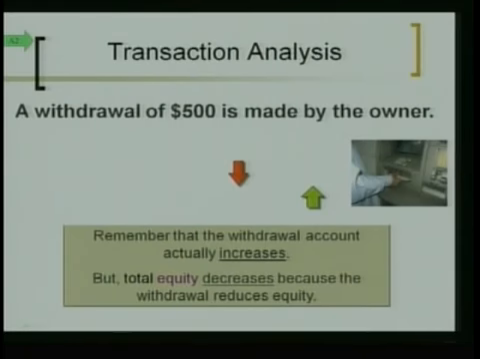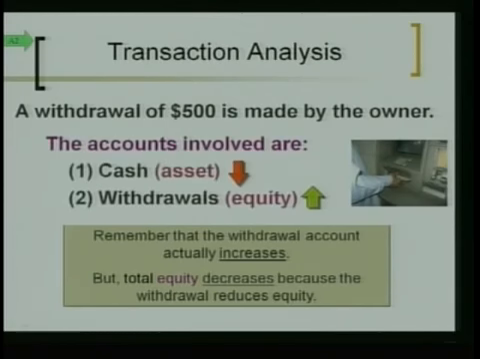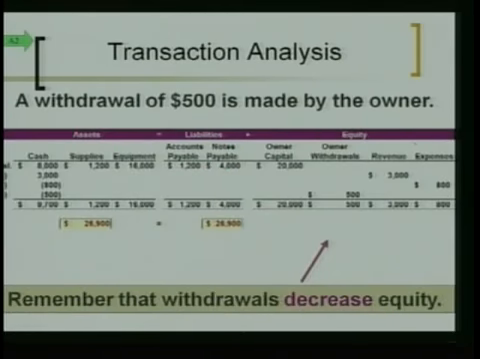A withdrawal of $500 is made by the owner. This is a similar situation. Cash goes down by $500. Withdrawals goes up. But as the withdrawals account, which is where we keep track of these things when the owner takes out assets, goes up, equity decreases because, from your quiz, withdrawals is one of the things that causes equity to go down. Okay? So how does this look? Well, it looks like this. Your withdrawals actually go up.